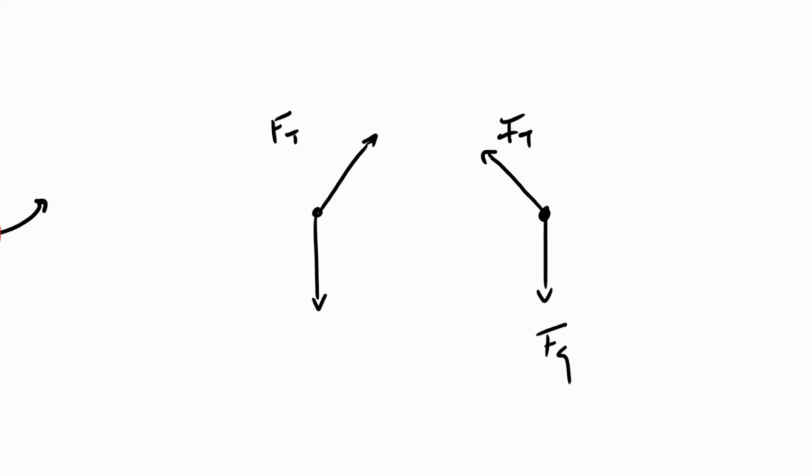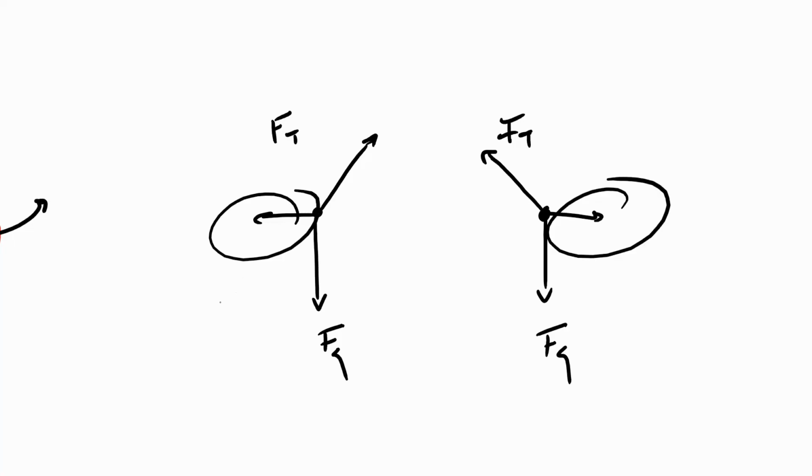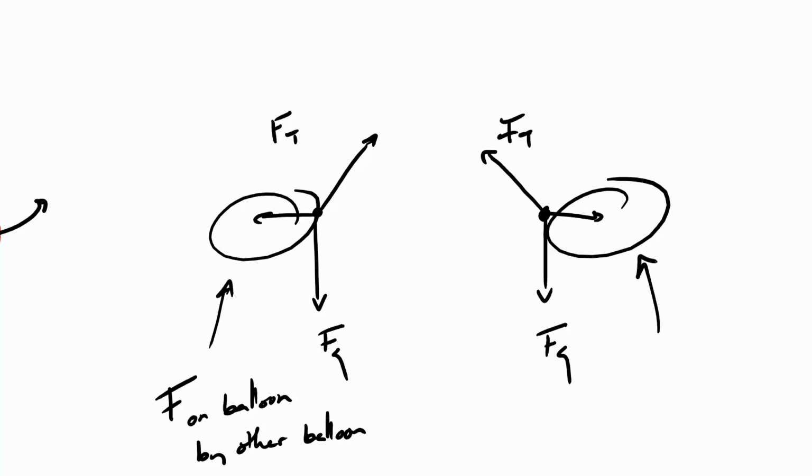We've got, for my two balloons, there is some tension from the strings. There is some weight on them because of gravity. But then there is some outward force here, and this is the thing that's interesting to us. This is from the other balloon, so it's some force on balloon by other balloon, and then this would be the third law pair, so it's the force on other balloon by balloon.